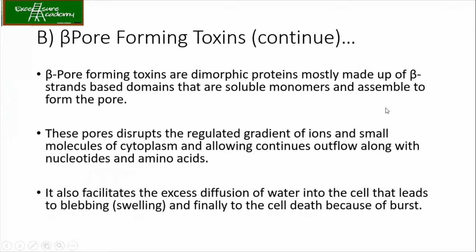Okay. Now coming to the beta pore forming toxins. What we discussed just now was alpha, okay? Now why alpha? Because if you see the structure, it will be alpha helical. Here your beta pores are coming, beta strands are coming. So beta pore forming toxins are dimorphic proteins mostly made up of beta strand based domains that are soluble monomers and assemble to form the pore.